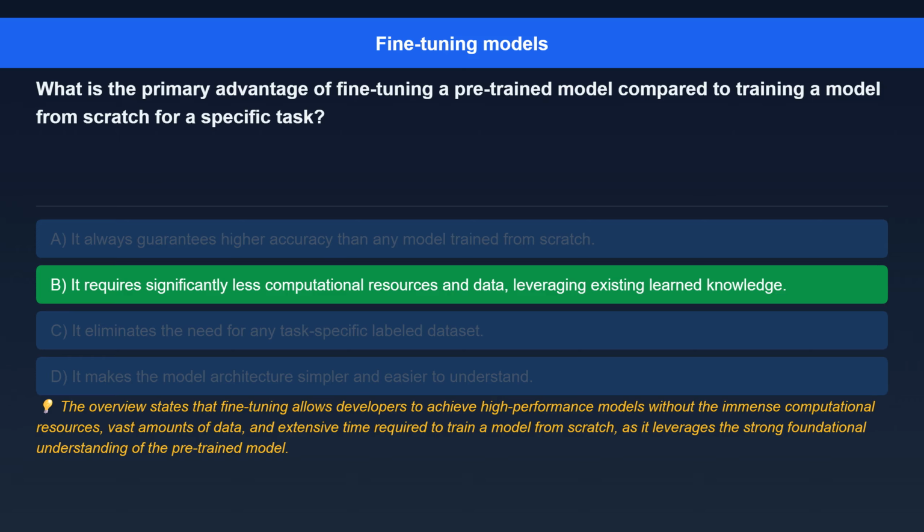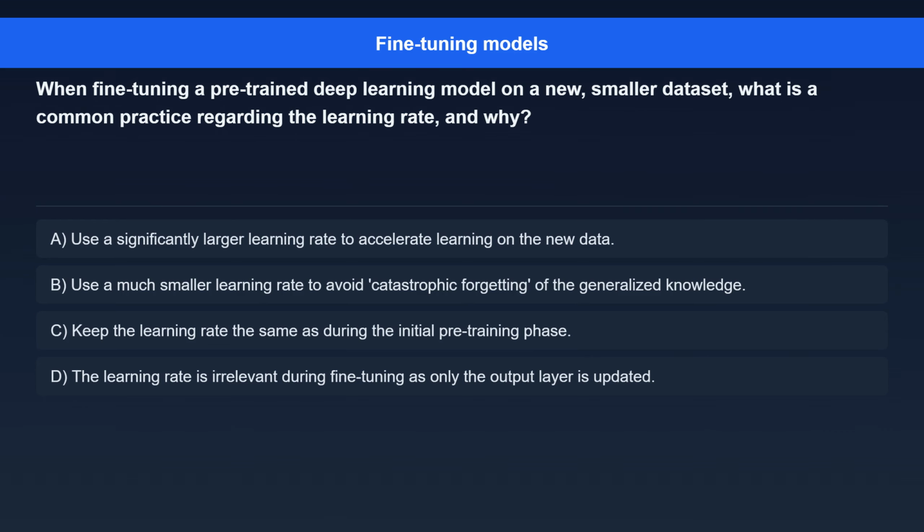The correct answer is, quote, it requires significantly less computational resources and data, leveraging existing learned knowledge. Here's the explanation. The overview states that fine-tuning allows developers to achieve high-performance models without the immense computational resources, vast amounts of data, and extensive time required to train a model from scratch, as it leverages the strong foundational understanding of the pre-trained model.